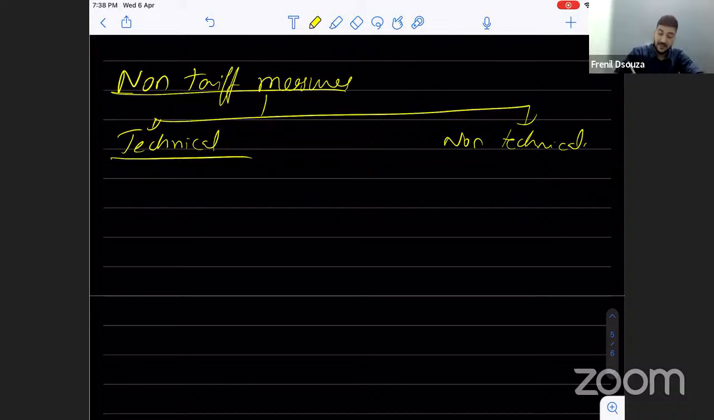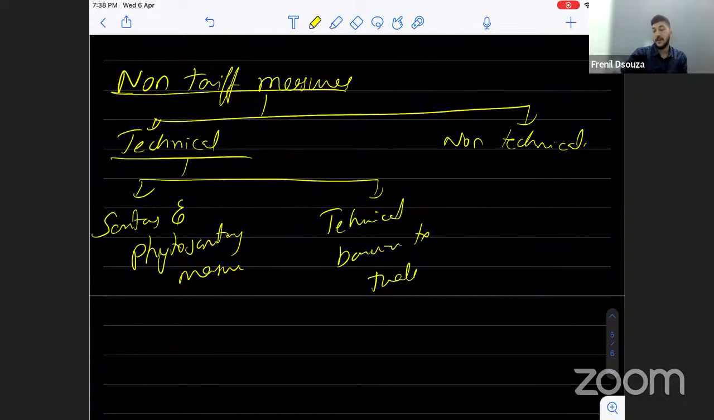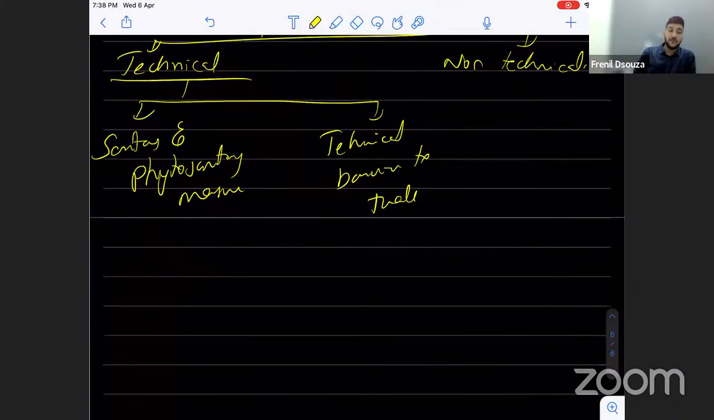So technical measures, again, there are two types. One is called sanitary and phytosanitary measures. And the second one is technical barriers to trade. Let me explain to you what is sanitary and phytosanitary measures. These are applied to human, animal, and plant life from risk arising from additives, pests, contaminants, toxins, or disease-causing organisms, and to protect the biodiversity.